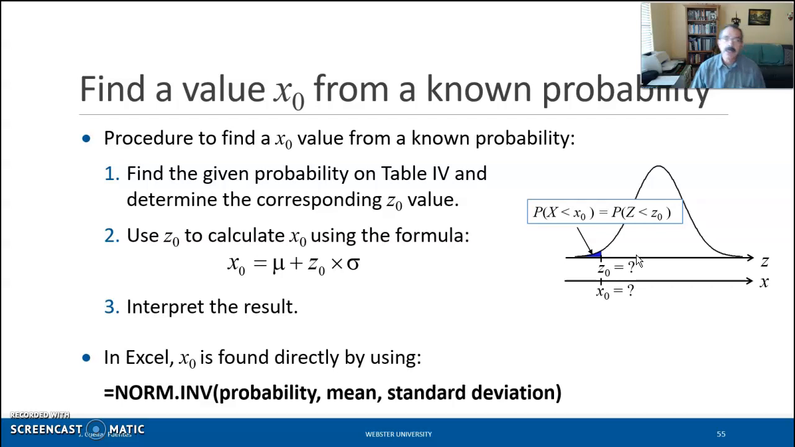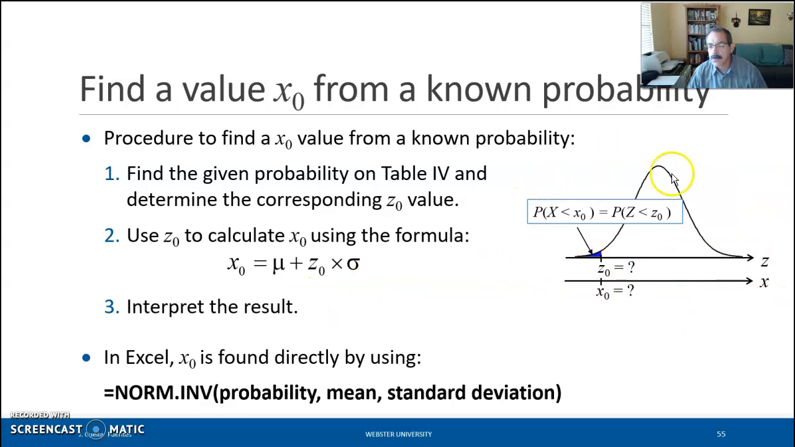So the procedure to find this x sub 0 value consists of 3 steps. Number 1, find the probability that you're given on table 4. Then once you find the probability on table 4, you find the corresponding z-value. Once you have the z-value, you use the mean and the standard deviation of that x random variable, and then you find the x sub 0 value using the z sub 0 that you found. So this is the formula that we use to find x sub 0. And once you find the x sub 0 value that you've been asked for, then you interpret that number.